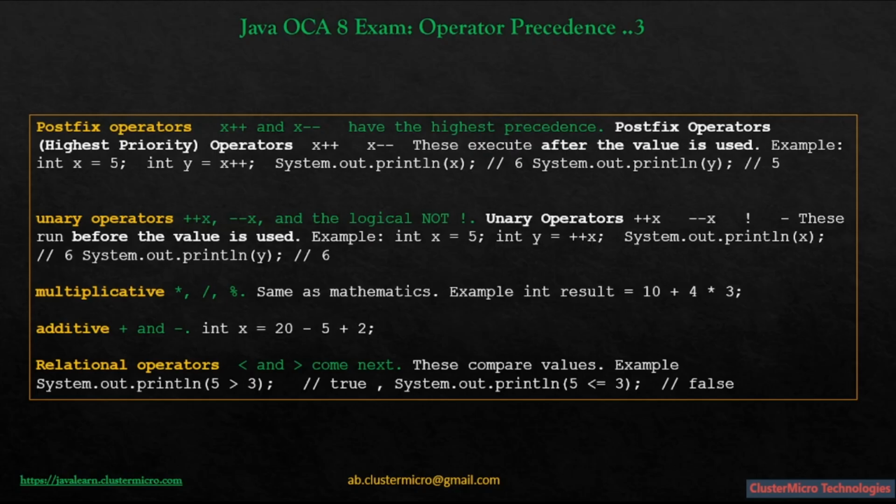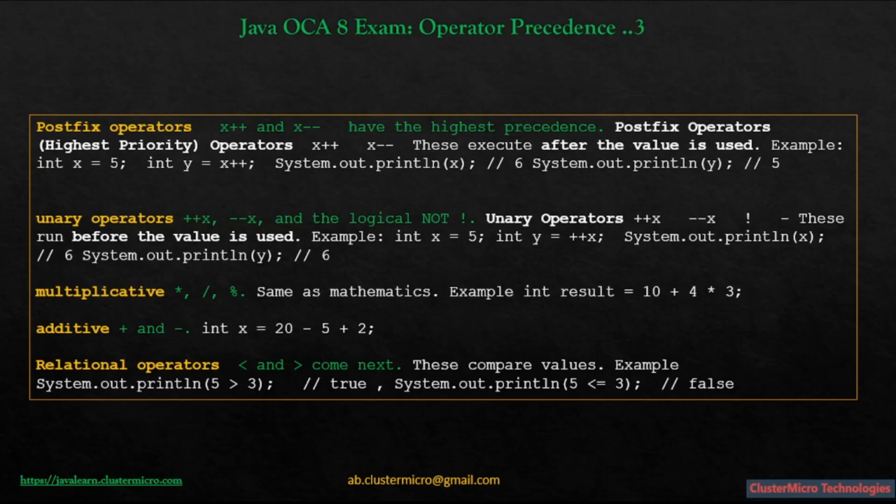Next come unary operators such as ++x, --x, not, and unary minus. These operate before the value is used. For example, int x = 5 and int y = ++x. Here the ++ comes before x, the variable. If x's value is 5, it gets incremented to 6, and that 6 is assigned to y. So x is incremented to 6 first and then the value is assigned to y.